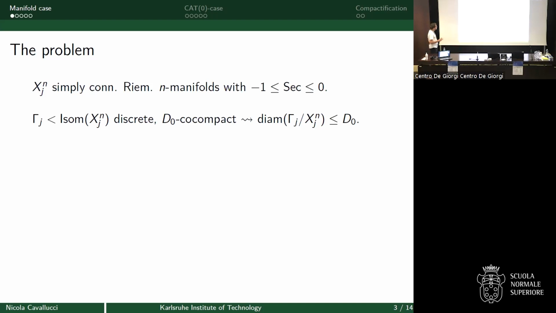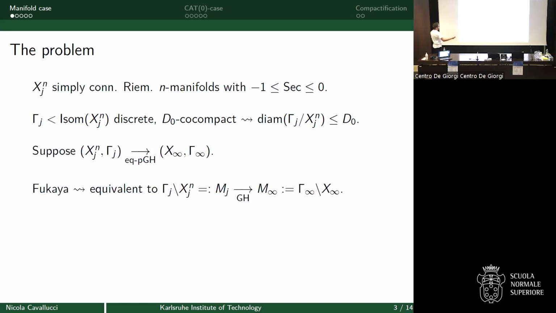So let's start with the manifold case. I fix a simply connected Riemannian manifold with double bound sectional curvature, -1 from below and 0 from above. I have a sequence indexed by j. On each of these spaces, I have a group, discrete and co-compact. Co-compact simply means that the diameter of the quotient, which is an orbifold in general, is bounded. If the group is torsion-free it is a manifold, and in that case you can see the group as the fundamental group of the manifold.